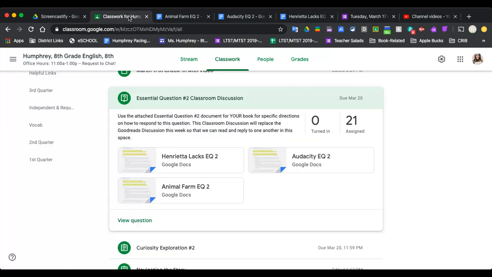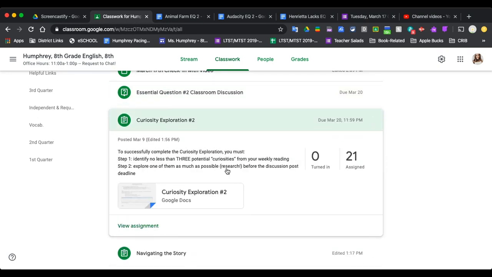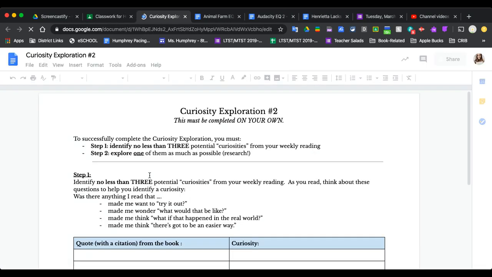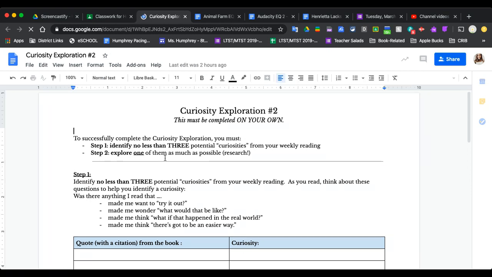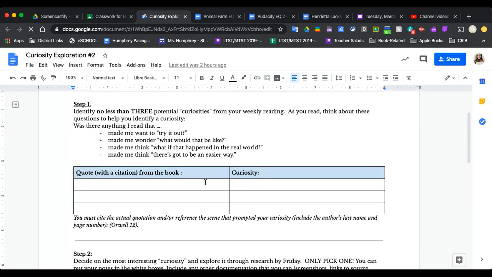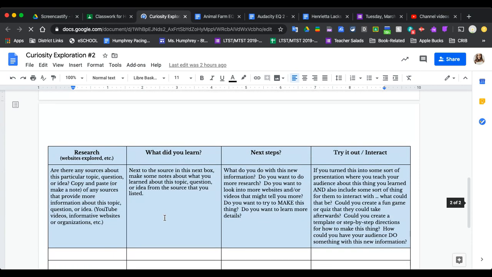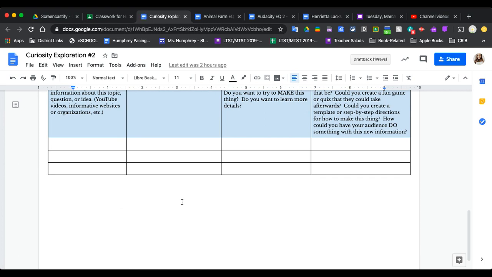So go to Classroom. You are going to see curiosity exploration number 2. You're going to open that up. I have already deleted step 3. So if you see step 3 at the top here, you're going to want to delete that. We're not doing step 3. We are not posting anything to a discussion group in regards to our curiosities this week. You do need to do step 1 and step 2. But you'll notice that there is not a step 3 below here. I want you to delete it if it hasn't already been deleted.